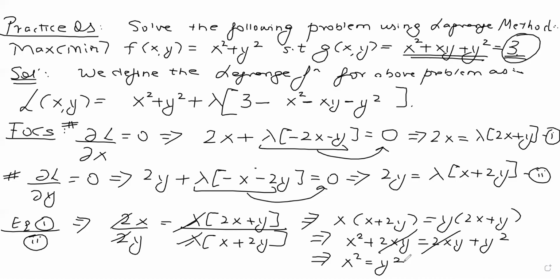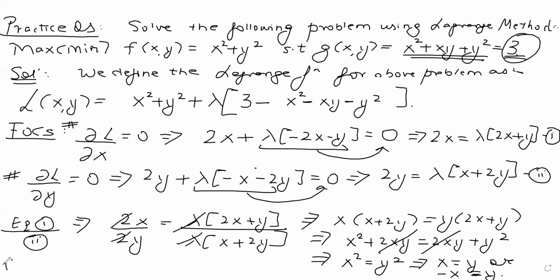Okay, so now let us see what we are going to do. So x square equal to y square means what, guys? It means either x is equal to y or minus x is equal to y. When I write x square equal to y square, it means either x is equal to y or minus x is equal to y.